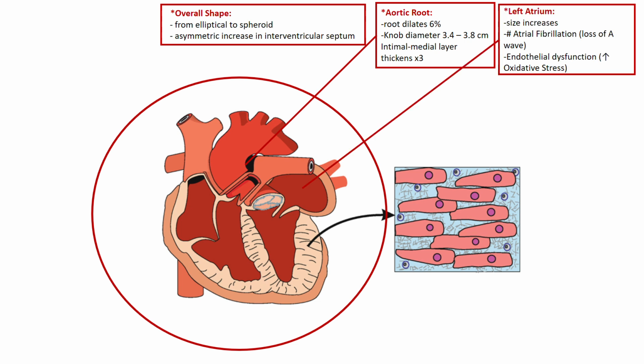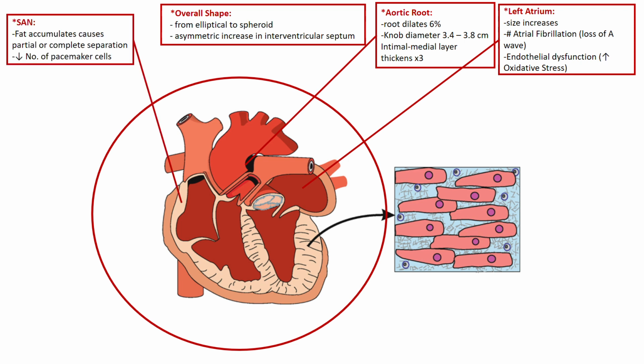What about the left atrium? As you can see in our image, the left atrium size increased. The left atrium in elderly is at high risk of complications such as atrial fibrillation. And atrial fibrillation is determined by the loss of the A wave. Also, there will be endothelial dysfunction, which is evident due to high oxidative stress.